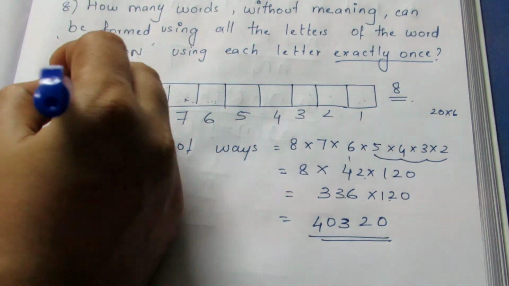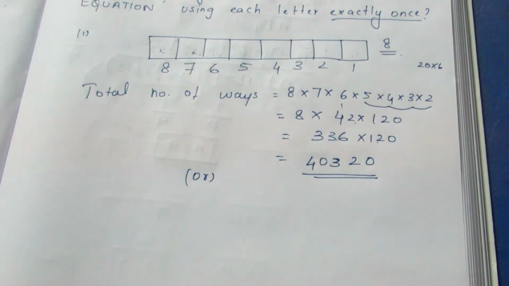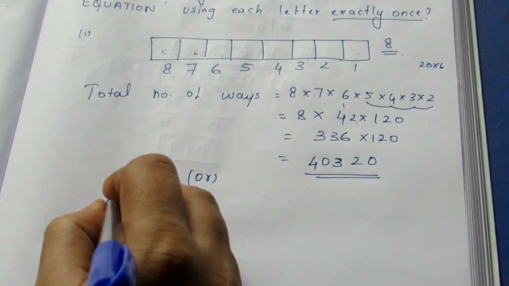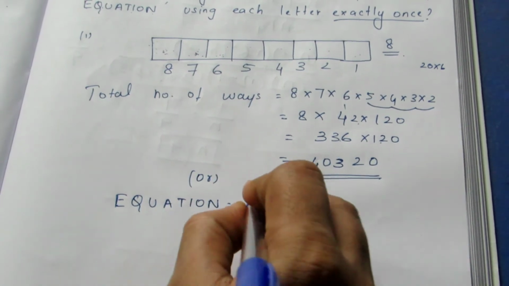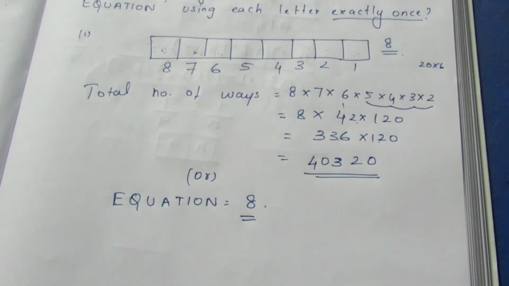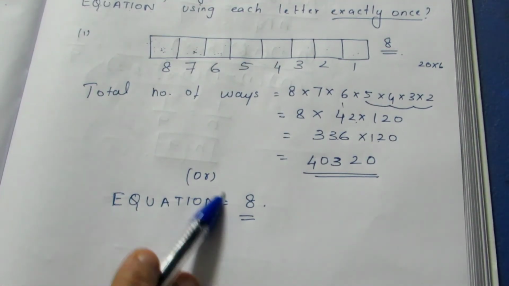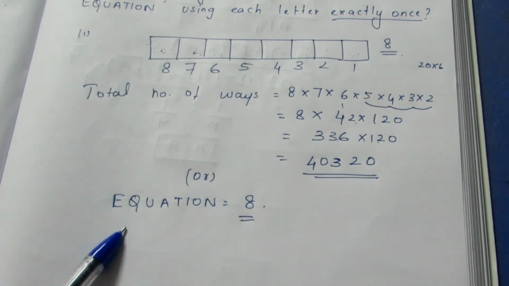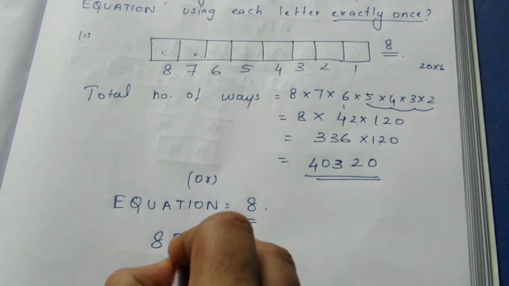This is the first method. You can use this method or you can also use the other method. Here we are selecting from the word EQUATION. So we know that the total number of letters here is 8. From the 8 letters, I need to select 8 letters. There is no condition. We are going to select all the 8 letters to form different types of words. We are just combining all the letters. So from the 8 letters, I am selecting all the 8 letters.